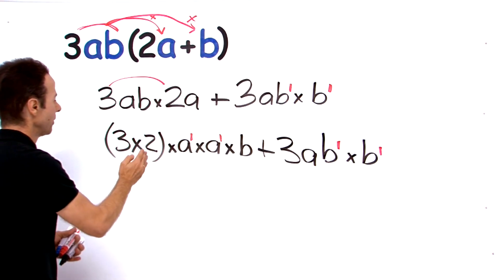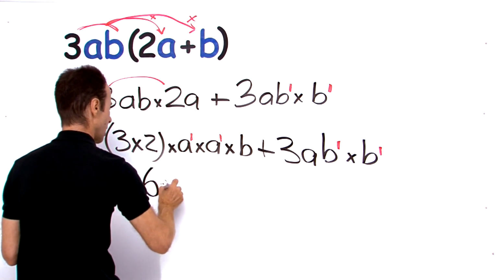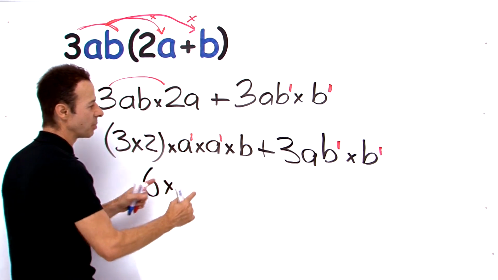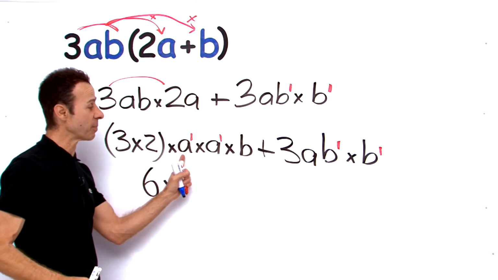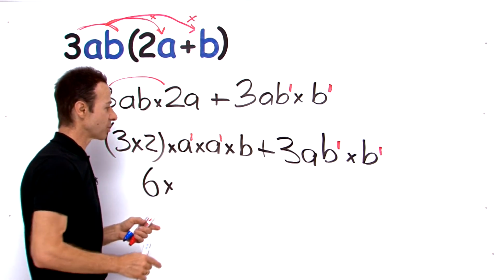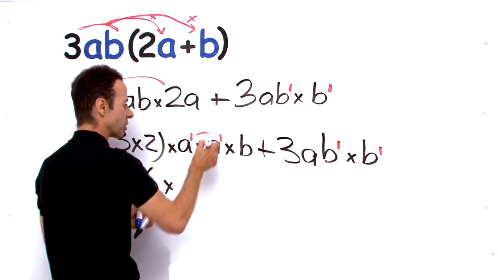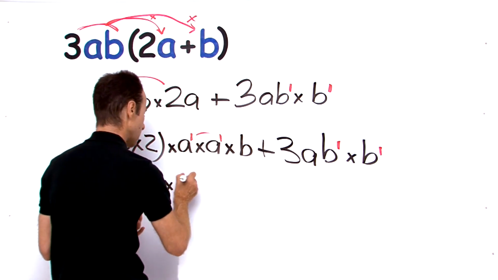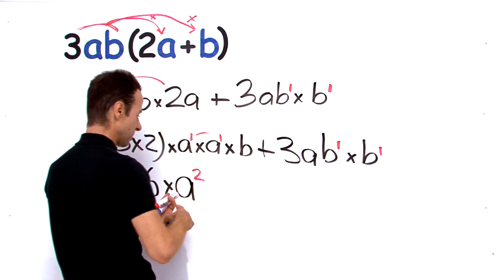So let's have a look here. Numbers times numbers, 3 times 2, that's going to give us 6. Times, now a times a. Now remember when we've got the same base, what do we do to the powers? We add the powers when we multiply the bases. So those two powers, we're going to add them together. 1 plus 1 will give us 2. So that's going to be a to the power of 2 times b.